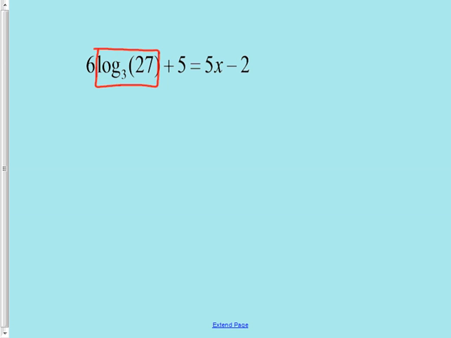3. Why? Because the 27 could be changed into a 3 to the third, and then the power is the answer if these bases are the same. So that's just a 3. So then this becomes 6 times 3 plus 5 equals 5x minus 2.